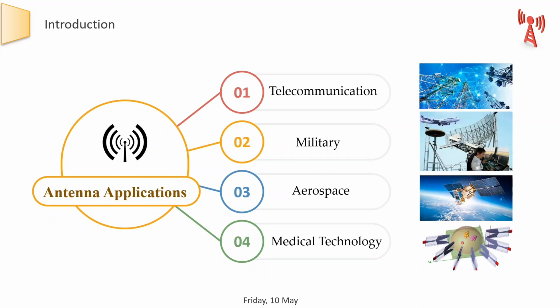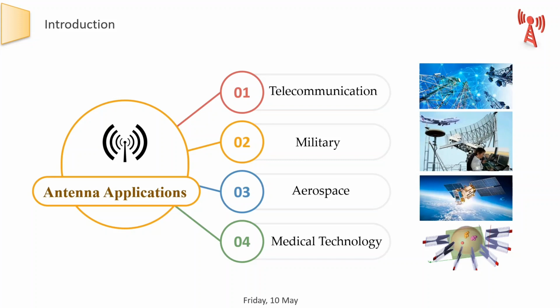As you are aware, antennas play a crucial role in a variety of fields from telecommunication to aerospace and military applications. In telecommunications, antennas facilitate the transmission and reception of radio waves, enabling long-distance communication between people. In military applications, antennas are an integral component of communication and radar systems for object detection and tracking. In the aerospace industry, antennas are essential for navigation, communication, and remote sensing.